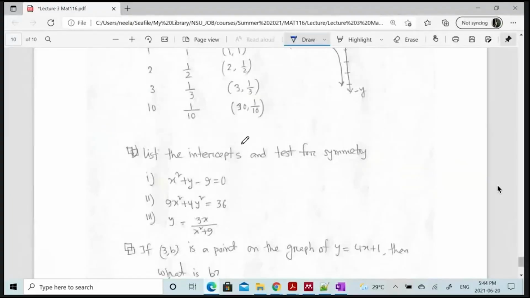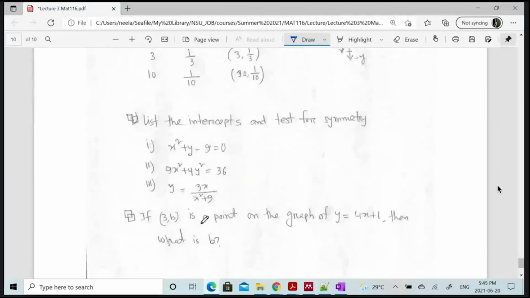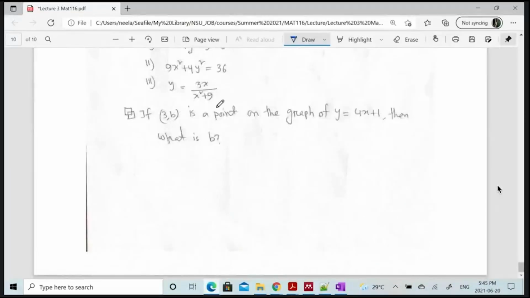Okay, এখানে কিছু আছে like exercises, and I would say you guys please solve it, please. You have to find the intercept, so both x and y, and you have to test a symmetry. For the third one, you really don't need to draw the graph of it now, as I said before. We are gonna draw it later. There is another exercise here that if 3, b is a point on the graph of this one, then what is b? বলতে পারো?